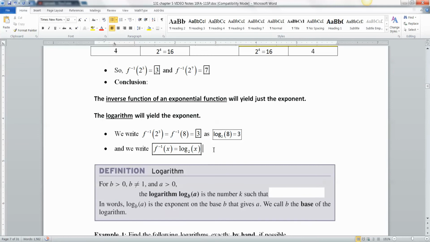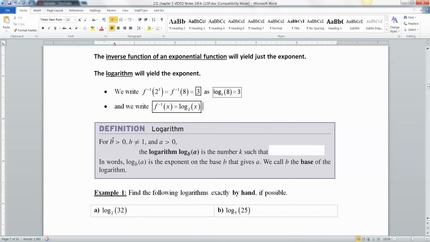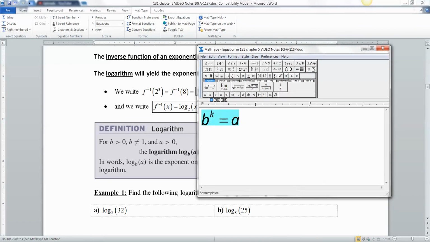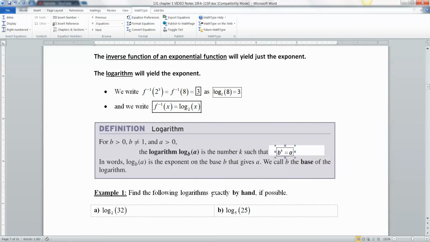But what we did here applies to all sorts of variables, and bases, not just base 2. So that's the definition of a logarithm right here. It says, if you're going to have a base that's greater than 0, not equal to 1, because remember, 1 causes the flat line and we don't want that. But if you have a base bigger than 0, you can have a fraction too, like a half will work. And a is greater than 0, then the log base b of a is the number k such that b to the k is equal to a. Like that. And that's kind of the definition of a logarithm.